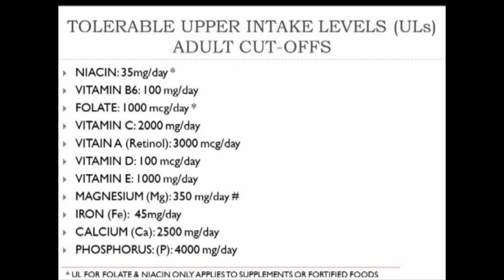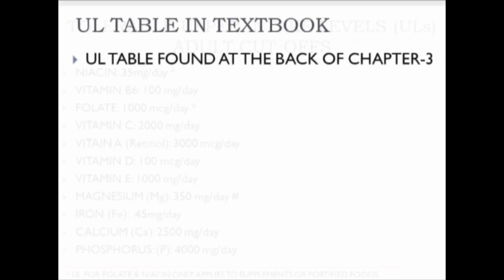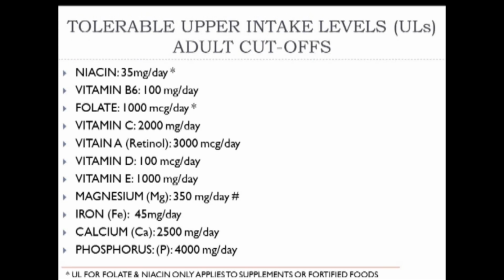These ULs are found right here, and they're also found at the end of chapter 3 in your textbook. You can see that toxicity occurs when an individual's intake increases beyond these particular cutoffs. It can be a little misleading, because an individual might be taking in 500% of their RDA, meaning they're exceeding their RDA by 500%.